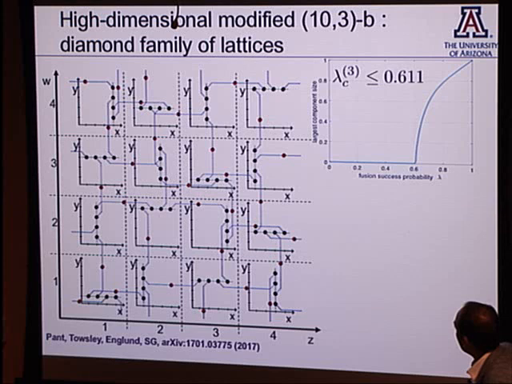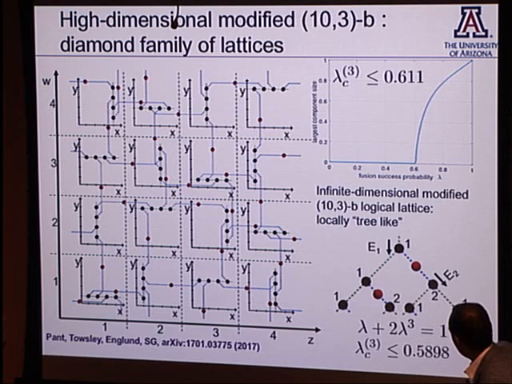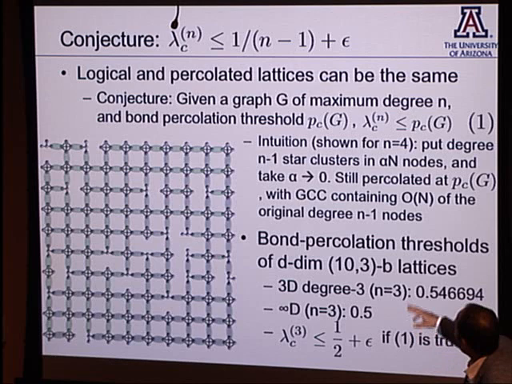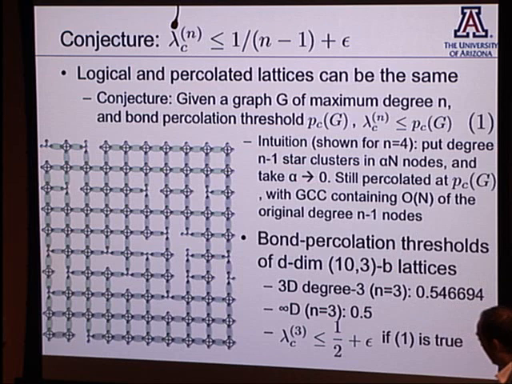Extending that to a four-dimensional family of these 10-3B lattices gave us a slightly lower threshold. We kept going, and finally, for this family of circuits, we got 0.5898. And we have a conjecture that we can get all the way down to 0.5, which is for n equals 3. That's 0.5. But for general n, it is 1 over n minus 1. I'll not go into the conjecture of proving that, but you can read the paper for more details.